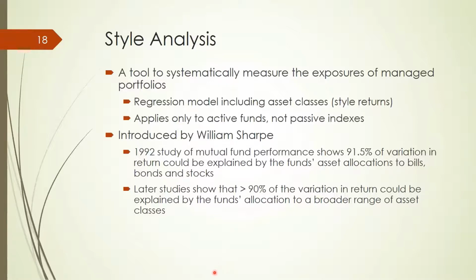It was initially introduced by Professor William Sharpe, and he shows that 91.5% of the return variations in mutual funds can be explained by the fund's asset allocation to treasury bills, bonds, and stocks. And this result has been confirmed in later studies as well.